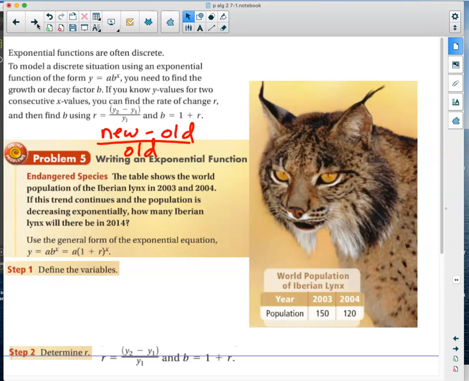And then we can put that into our 1 plus or 1 minus, depending on if it's an increase or a decrease. So this little Iberian lynx over here, we're going to write a model for this one. It's an endangered species, which means they're almost gone. The table shows the world population of the Iberian lynx in 2003 and 2004. If this trend continues and the population is decreasing exponentially, how many Iberian lynx will there be in 2014? Use the general form, y equals a times b to the x, and a times 1 plus r to the x, but in this case this is decreasing, so we'd actually use the 1 minus r formula.